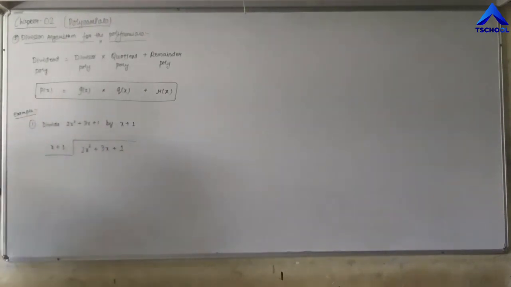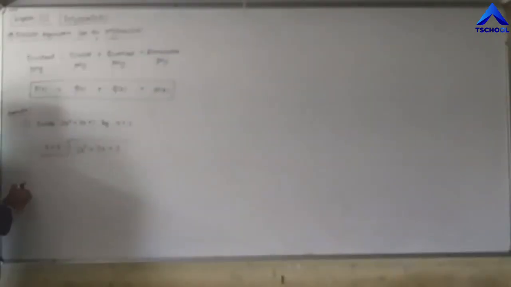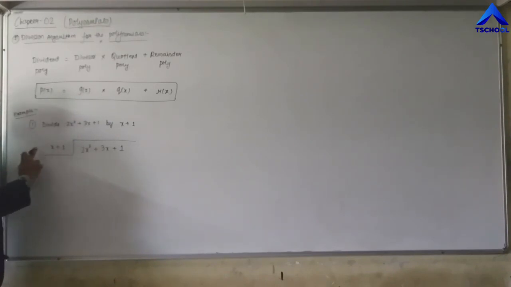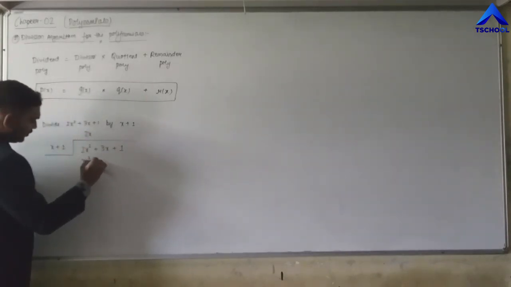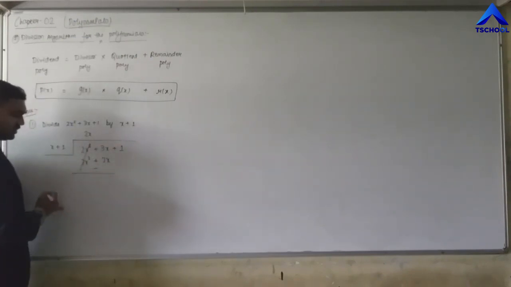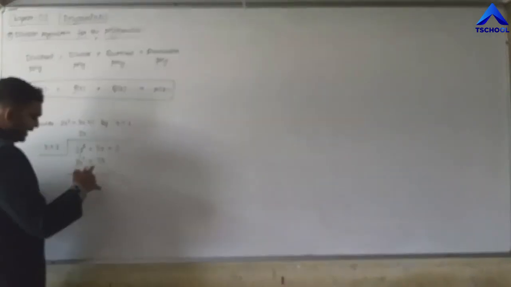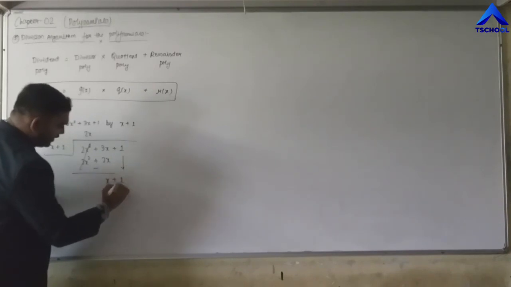Right. So how are we going to divide? First of all, you shall look at the first term of p of x and first term of g of x. That means first term of dividend and first term of divisor. Make the first term of the divisor equal to the first term of the dividend. So we need to multiply it by 2x. So that will give me 2x square plus 2x. Eliminating them both, this will be cancelled. This will give you 3x minus 2x, that is x, and this plus 1 will be brought down here.